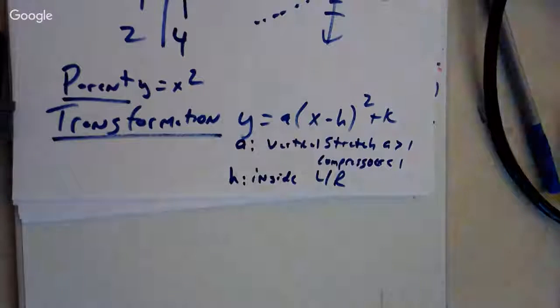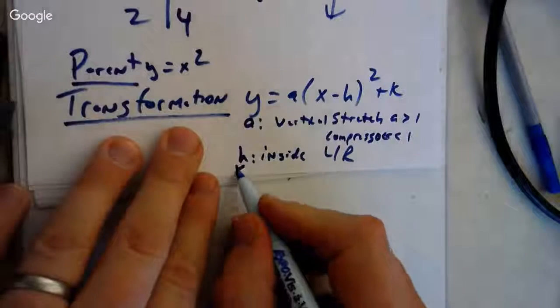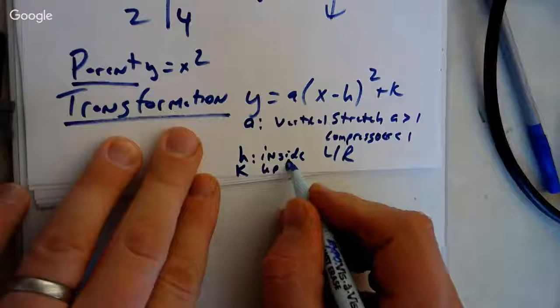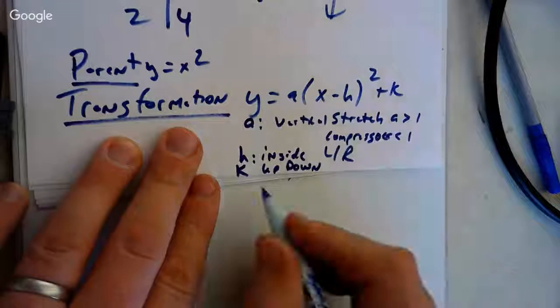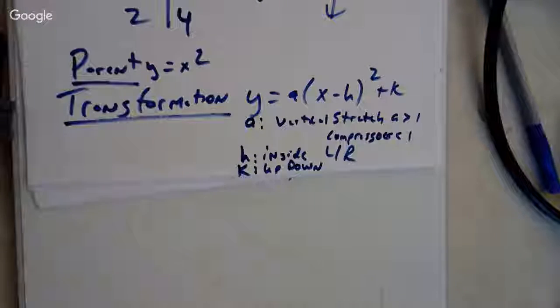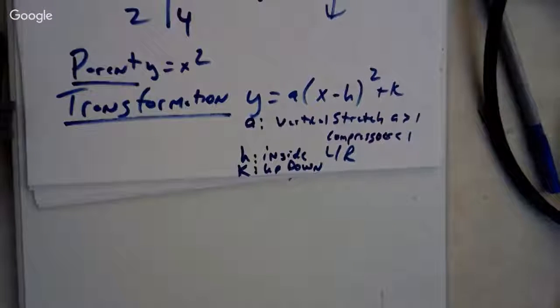The cool part about this is it really didn't affect our domain because we can plug in any number and get an answer out for this puppy. Moving it left or right doesn't affect the ability to plug in every number. K moved it up or down. Those same rules apply for today, and I'm just briefly glancing over that because I will spend a lot of time talking about that today.